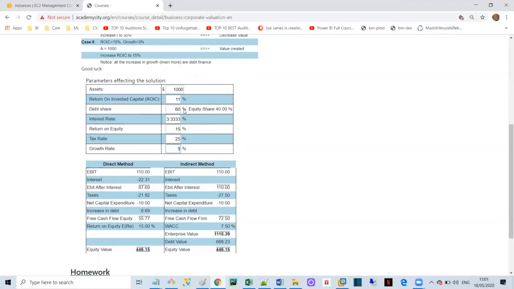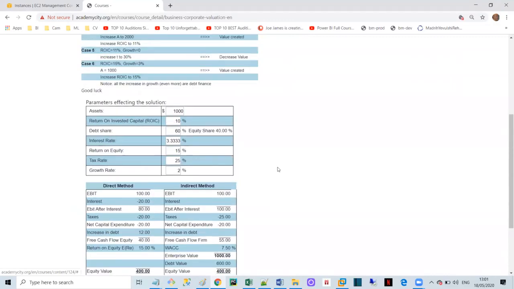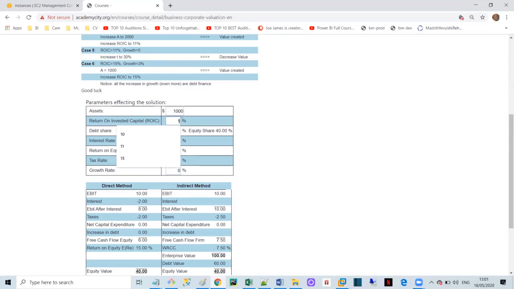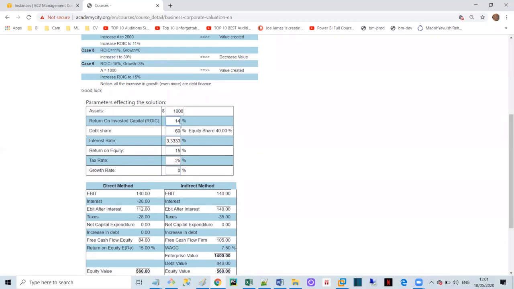I repeat it. If I put this back to 10, you will see growth has no effect. If I have 1%, 2%, nothing changes. It will stay 1,000. Growth has no effect. On the other hand, let's put here 14%. The higher the ROIC, the higher the value of the company. Further, if the ROIC is higher than the WACC, growth has a big effect.